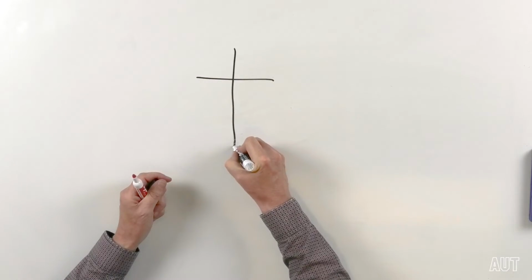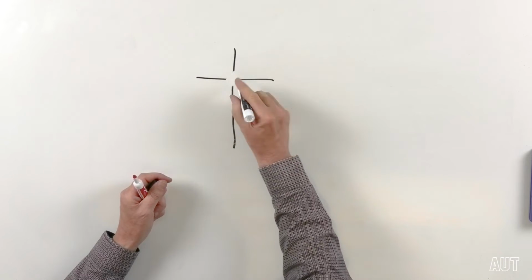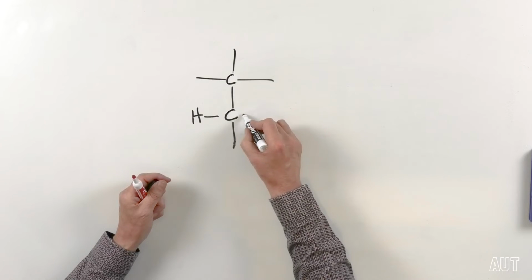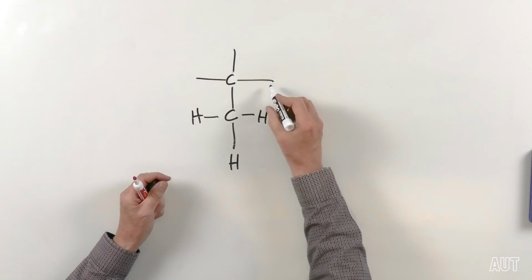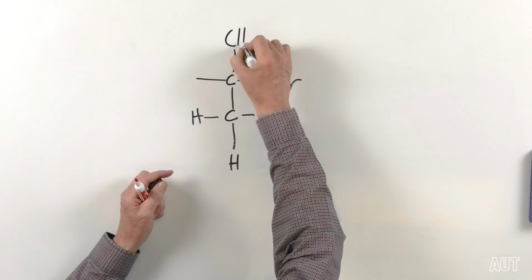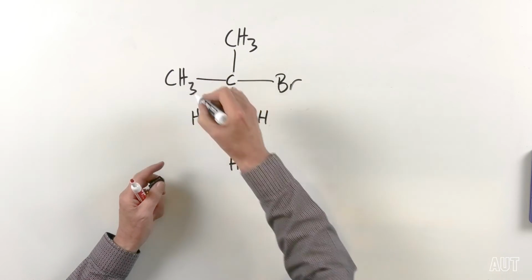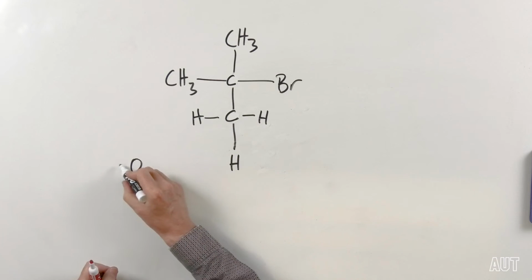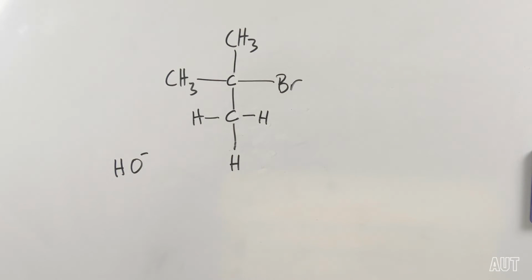Okay, so let's finish off this very, very brief video on mechanistic arrows by looking at this rather nice process here. Okay, so here we've got a carbon, and we've got an H, and we've got HH. We've got a Br, we've got a methyl, and we've got a methyl here. Okay, and this is now going to react with OH minus. OH minus is a base.